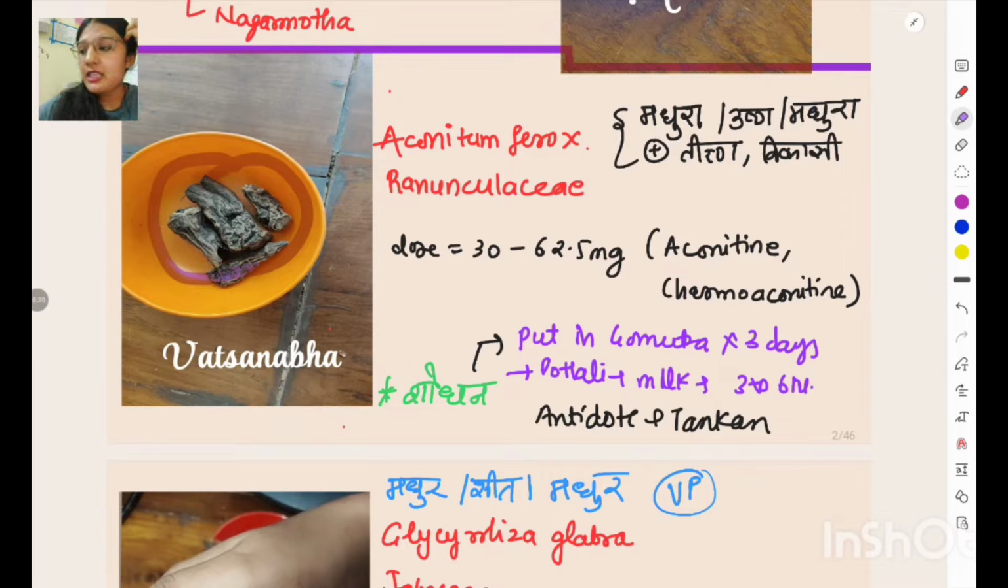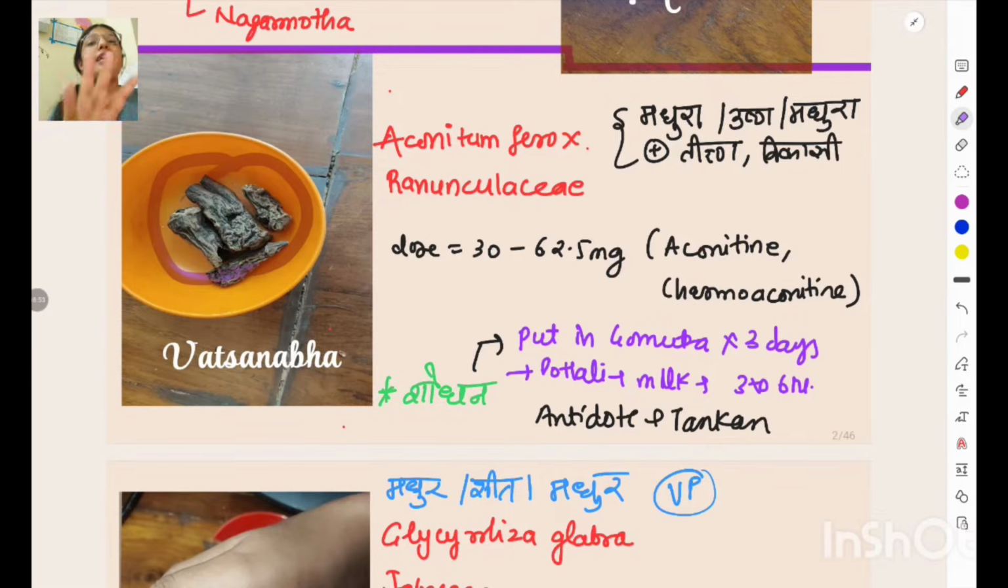Its rasa panchaka is Madhura rasa, Ushna Virya, Madhura Vipaka, and having properties like Tikshna, Vikasi, Vyavayi, like Vishaguna. Its dose is very less, since it is a toxic plant, and it's specifically cardiotoxic. 30 to 62.5 milligram. You know which drug is having a less dose or some special thing, you just remember that point.